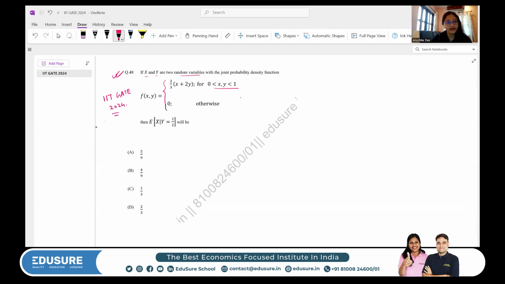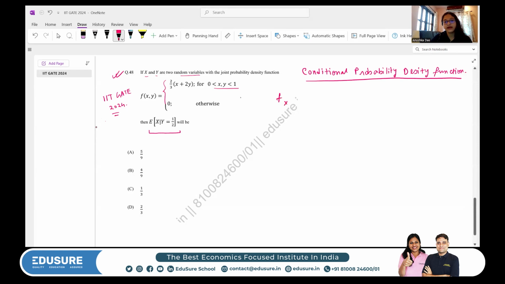Now see, what do you have to find out? You have to find out this conditional expectation, right? Expectation of x given y equals half. This is the conditional expectation of x. So in order to know the conditional expectation of x, you have to know something called the conditional probability density function. Right? You have to know the conditional probability density function for x.